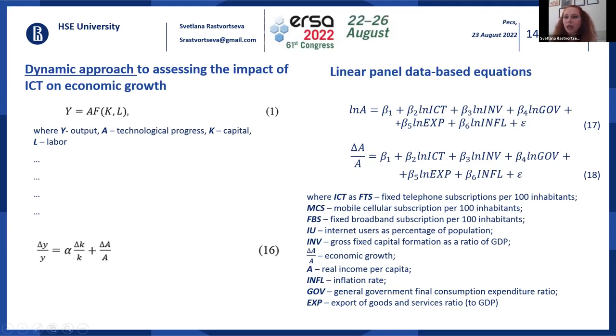I would like to show two linear panel data equations. In our econometric model we decided to include such factors as ICT represented by 4 groups separately, then gross fixed capital formation as a ratio of GDP, inflation rate, general government final consumption expenditure ratio, and export of goods and services ratio to GDP.